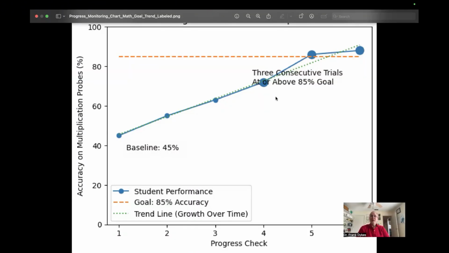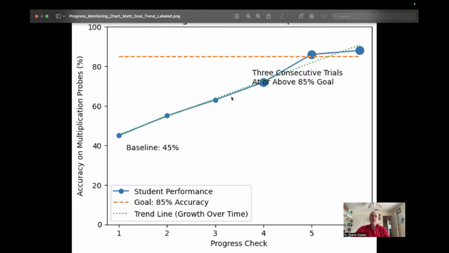Let's take a look at this progress monitoring chart to determine how we should analyze data. It's all good to collect data, but if we don't analyze it, then we're really not doing what we need to do. So let's take a look at this progress monitoring chart. You'll notice that we begin with a baseline accuracy of 45%. That tells us exactly where this student is starting when we measured this skill.